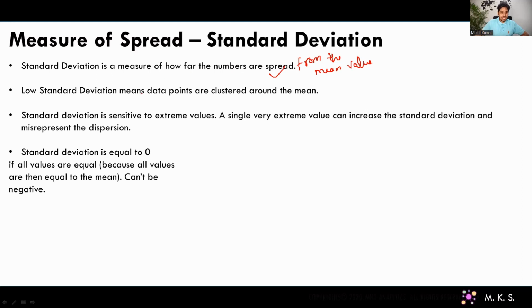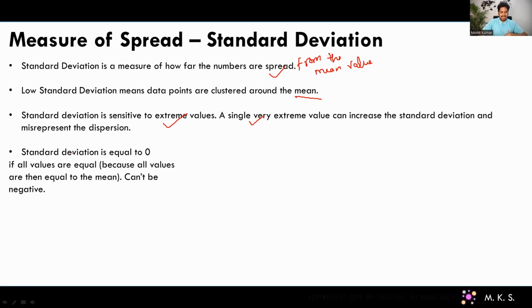Okay. Now low standard deviation means data points are very close to the mean value. Absolutely. High standard deviation means points are far from the mean. Low standard deviation means data points are close to the mean. Okay. Now standard deviation is again very sensitive to extreme values, guys. A single extreme value can increase the standard deviation. Okay, this is an important point. Like range, standard deviation is also sensitive to outliers.